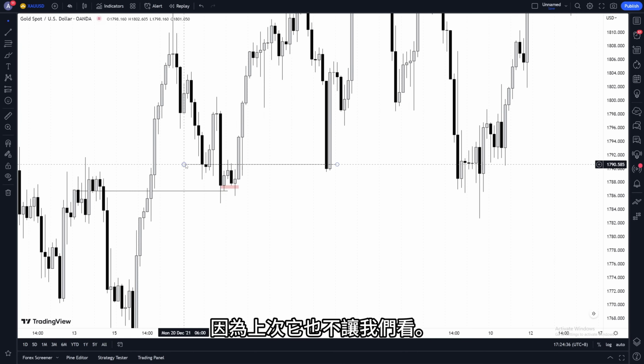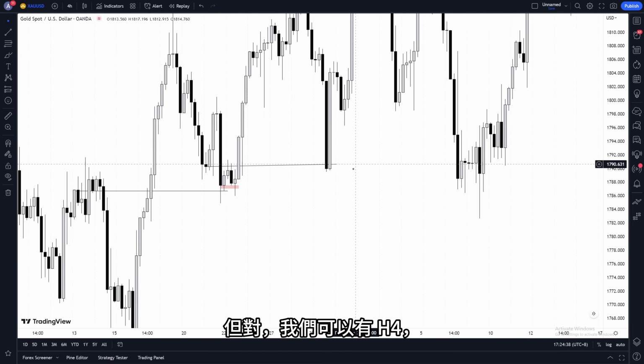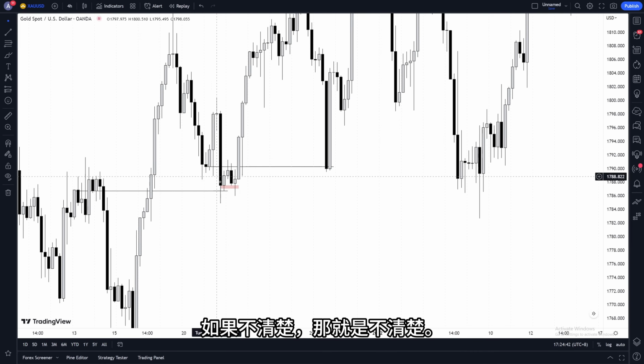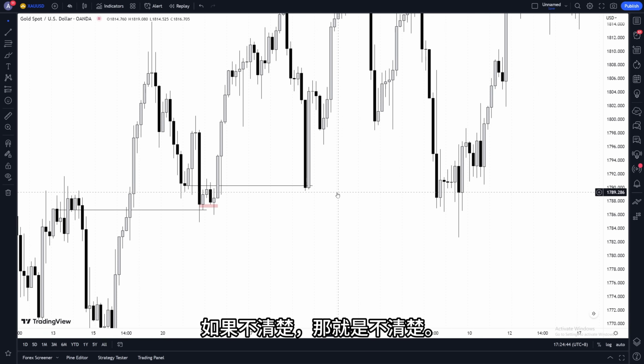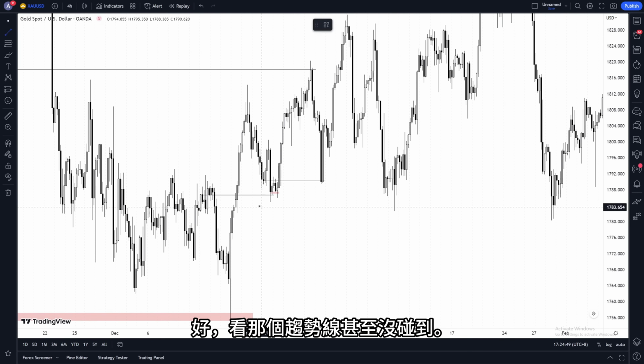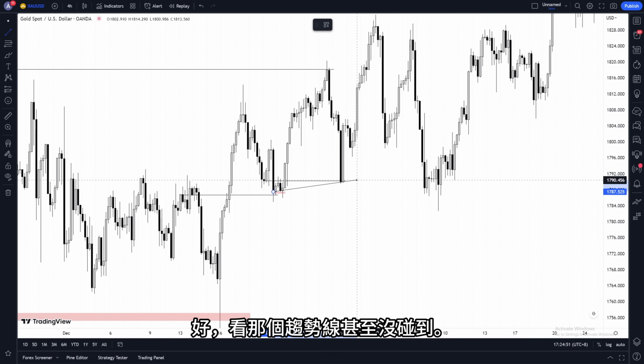Okay, so what do we have on the H4? You know, we have ourselves an H4 left shoulder. We can have a little refinement. I don't think we can go to the H1 because last time it didn't allow us to anyway. But yeah, we can have an H4. Maybe there's an H1 in here or something like that. If it's not clear, it's just not clear, innit? Like, what are you trying to prove?